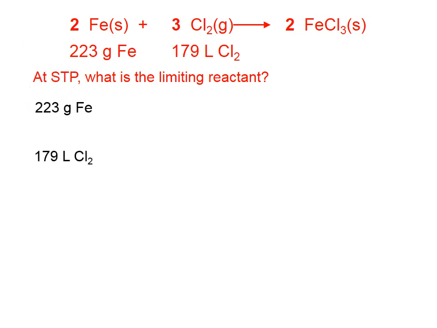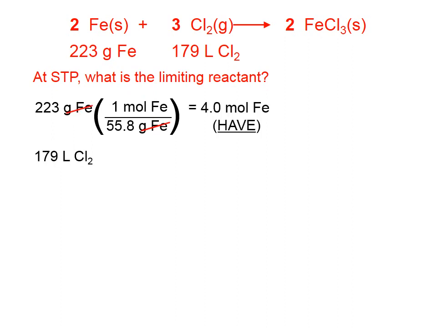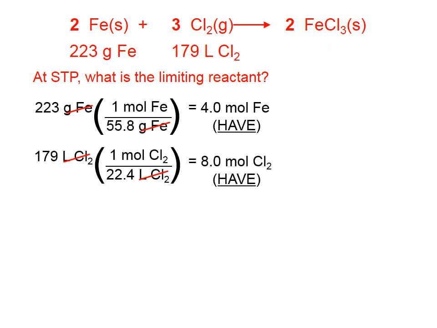Let's convert each of these reactants into moles. From the periodic table, 1 mole of iron is 55.8 grams of iron. That's about 4.0 moles of iron. And again, I always write the word "have" below that, because that reminds me that that's how many moles I have to start with. Chlorine, we're talking here liters, which is volume of chlorine, and at STP, 1 mole of any gas occupies 22.4 liters of space, which means that we will have 8.0 moles of Cl2.